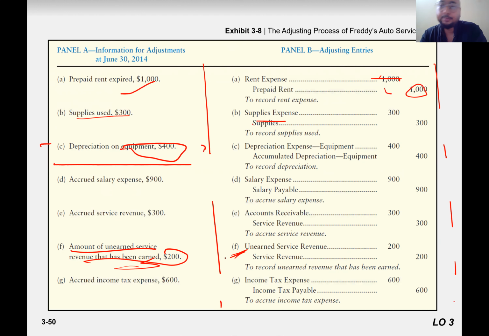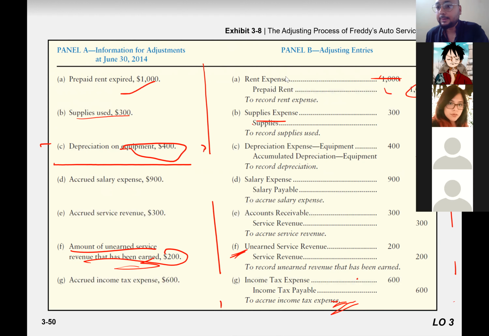right? The last would be accrued income tax expenses, 600. Similarly, accrued expenses, income tax expense to income tax payable. So any question up till now? These are just for the revision from our last lecture.